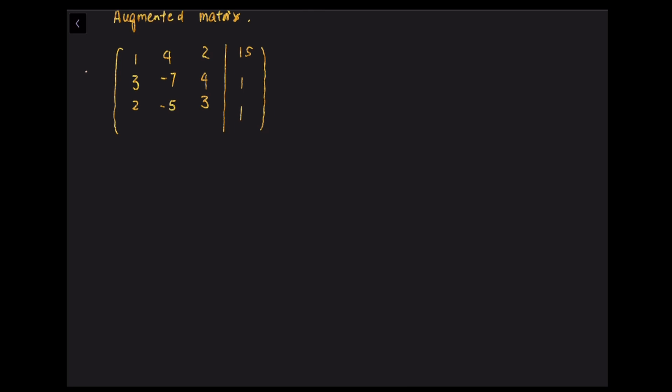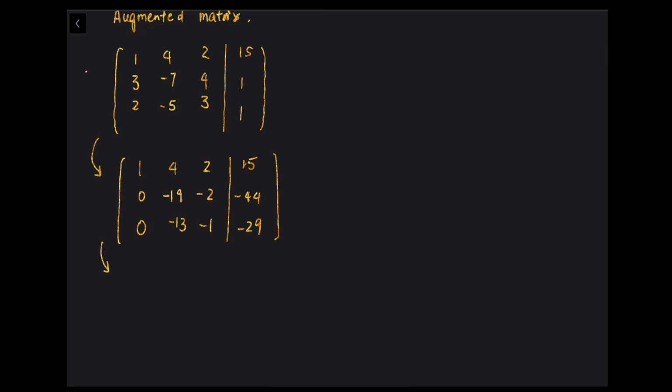The matrix approach to solving equations 1, 2, and 3 for the unknowns x, y, z is shown below. Multiply equation 1 by 3 and subtract from equation 2, and then multiply equation 1 by 2 and subtract from equation 3. And for the second step, you multiply equation 2 prime by 13 and subtract from equation 3 prime multiplied by 19, and you will obtain this new augmented matrix.